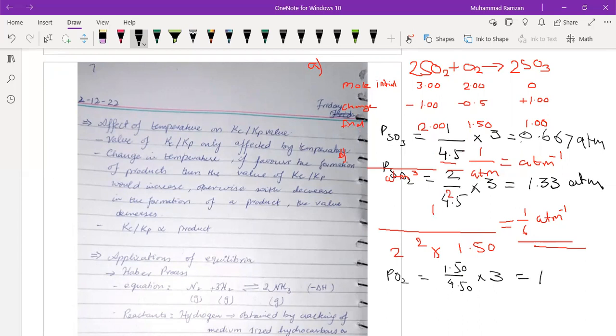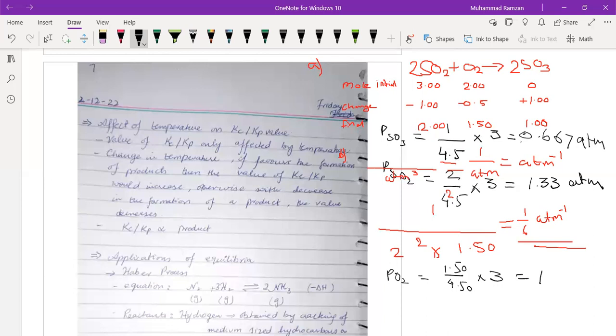Now these are the answers of part 1: the partial pressure of SO3, O2 and SO2. Is it clear how I calculated this? Is it clear or not?